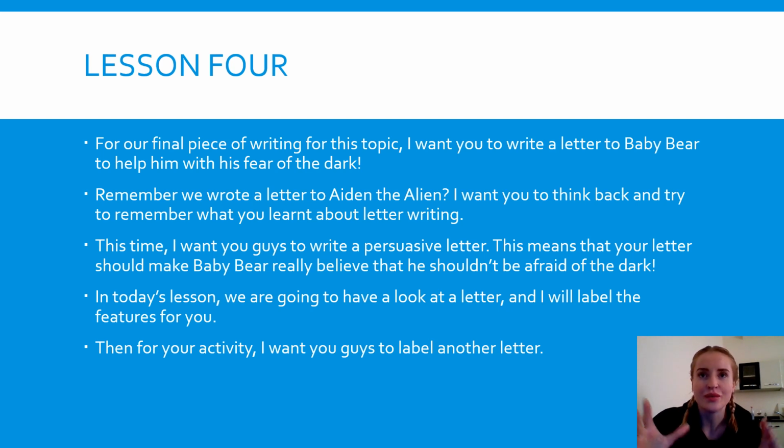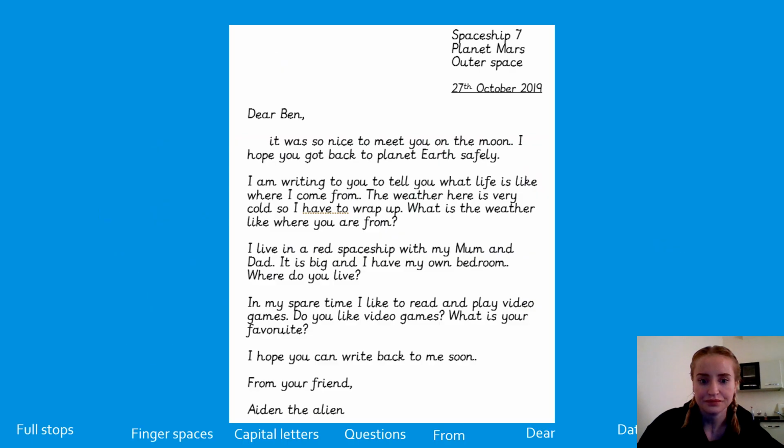So I've written one for you, but the one that I'm going to take you through to begin with is our letter from the first term whenever we learnt about Aiden the alien. So you might recognise this letter. Here we go. It says at the beginning, at the top here, it says Spaceship 7, Planet Mars, Outer Space, and the date was the 27th of October 2019.